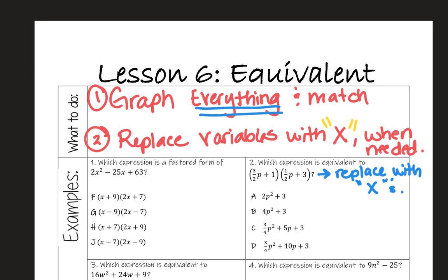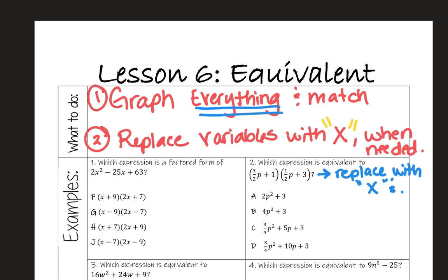Okay, so anything that's not an x, we're going to go through and replace with x's. All right, the good thing with these calculators is they don't have to be in slope-intercept form or quadratic standard form to graph it. We can do it in factored form. So anytime it says equivalent, you're looking for that exact equation.